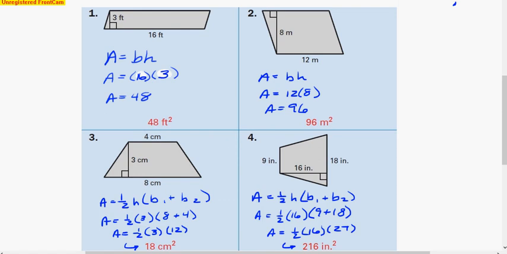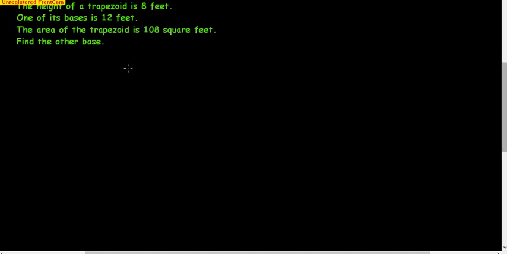So we're going to jump over to example 3. Turn that one off. Go up to here to that one. Okay, and I got to move things up a little bit. All right, there we go. There's example 3. So the height of a trapezoid is 8 feet. One of its bases is 12 feet.